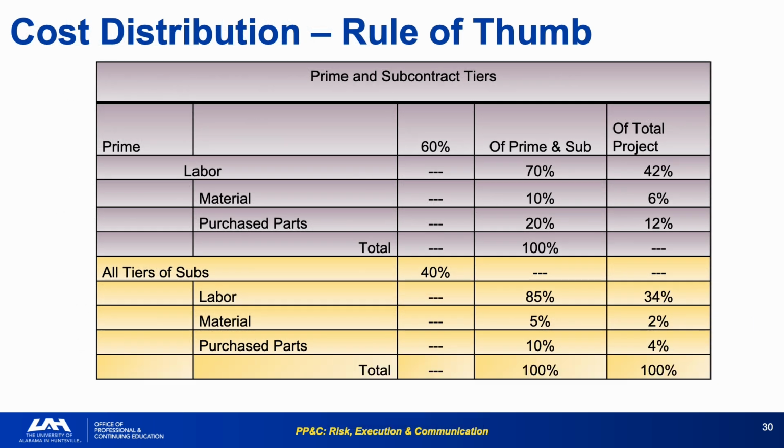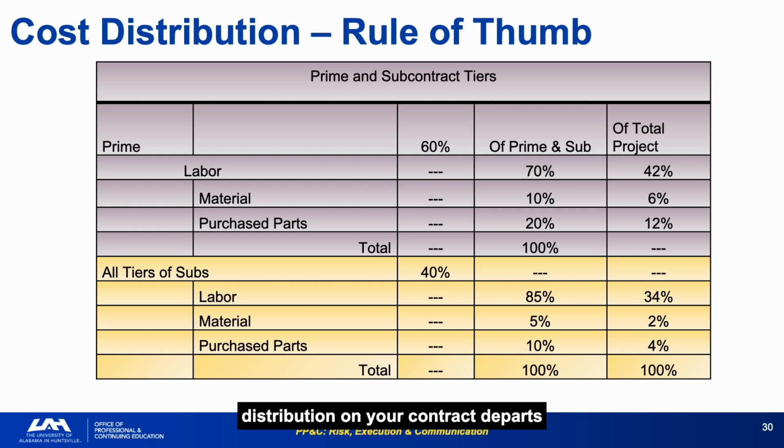The rule of thumb cost distribution shows that on a typical development contract, approximately 70% of prime costs are labor, and across all subcontract tiers, labor represents 76% of total project cost. If the distribution on your contract departs significantly from these benchmarks, for example, if purchase parts are running at 30% instead of the expected 12%, that departure warrants an explanation.